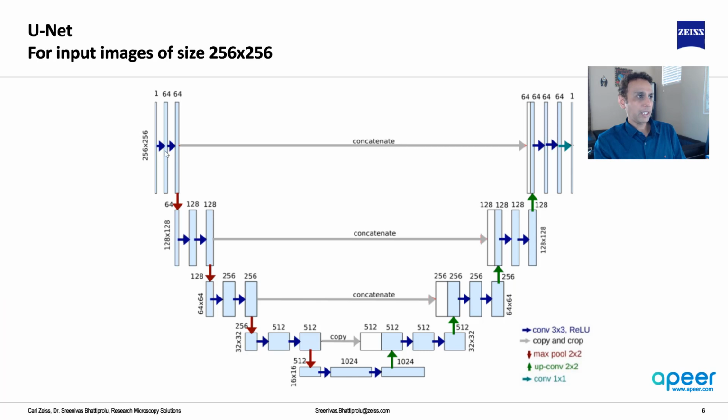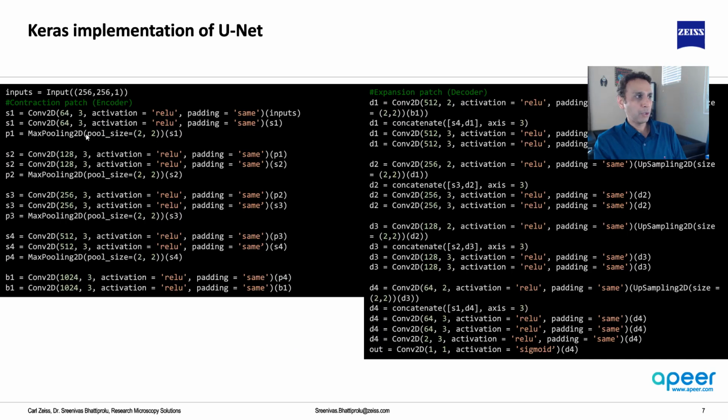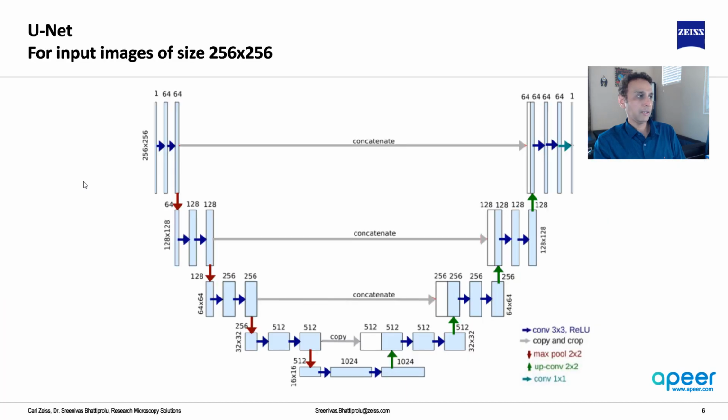Then comes max pooling, right? 2 conv, then comes max pooling, of pool size 2 by 2, MaxPooling2D. Next, 2 convolution layers with 128 filters, max pooling. 128, max pooling. Then 256, max pooling.